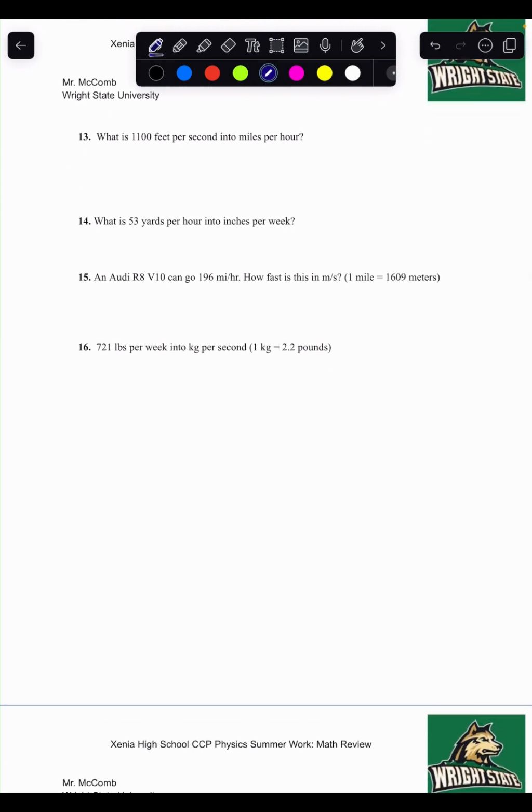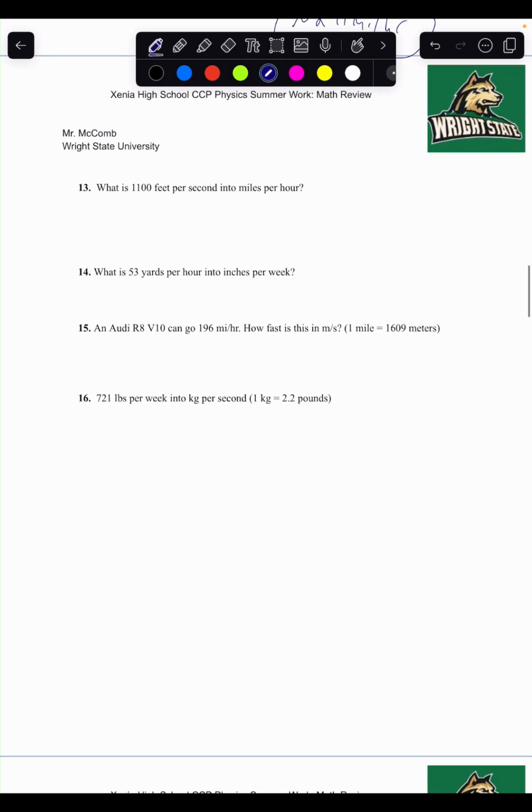Next up, same idea. 1,100 feet per second into miles per hour. I want it in miles per hour. Let's get rid of feet first. So feet are here. I want feet down here. 5280 feet in 1 mile. That gives me miles up top.